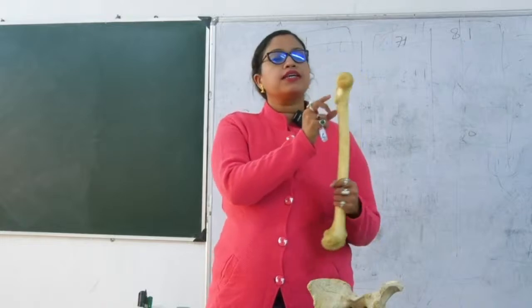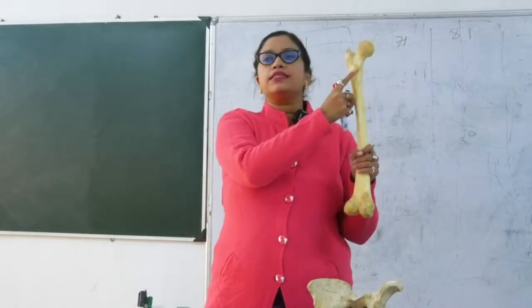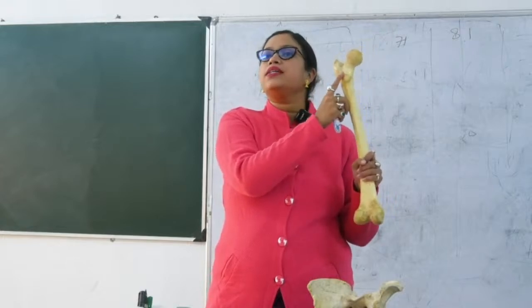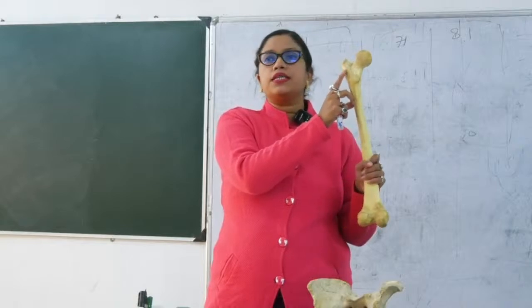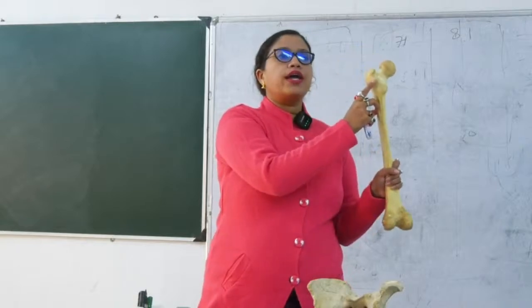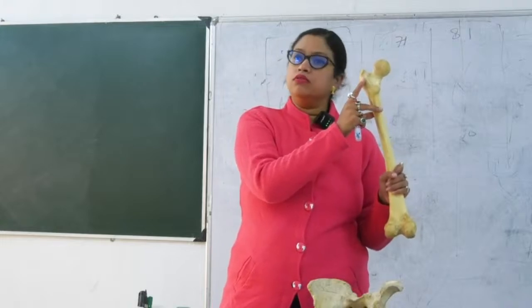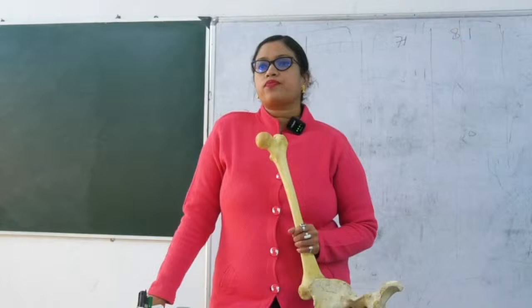Okay, so posterior surface, if you see between the greater trochanter and the lesser trochanter, there is one crest. This is known as intertrochanteric crest, right? So in the intertrochanteric crest, in between that you could find there is one elevation. This is known as quadrate tubercle. Okay, so just write it down, intertrochanteric crest.